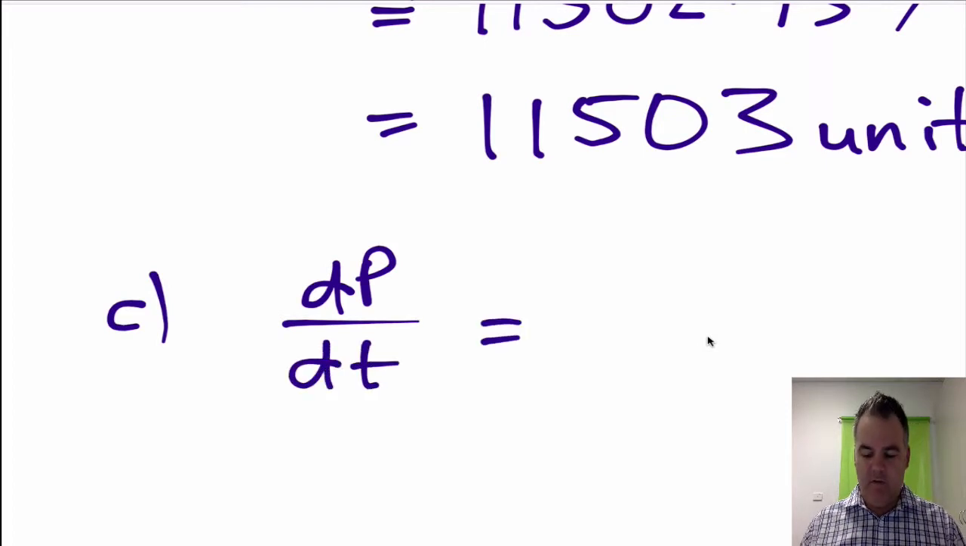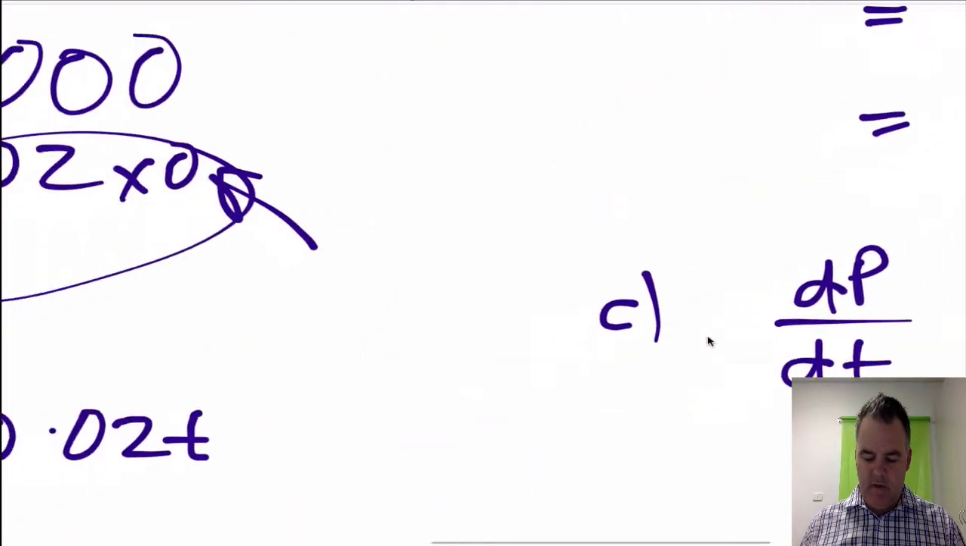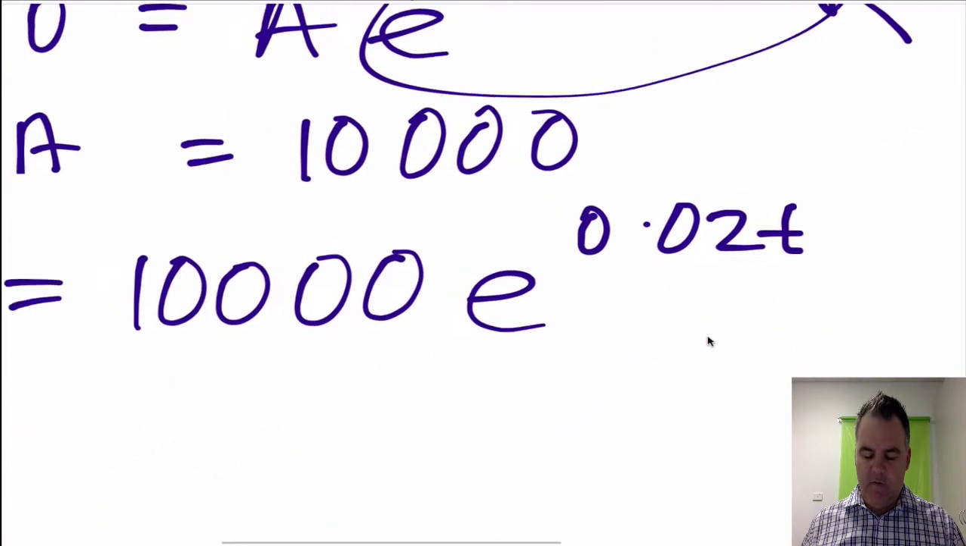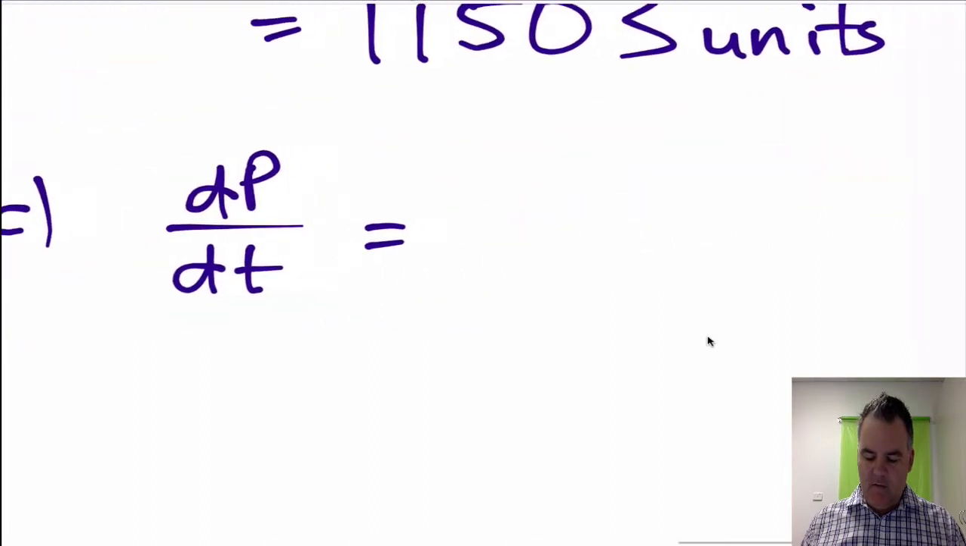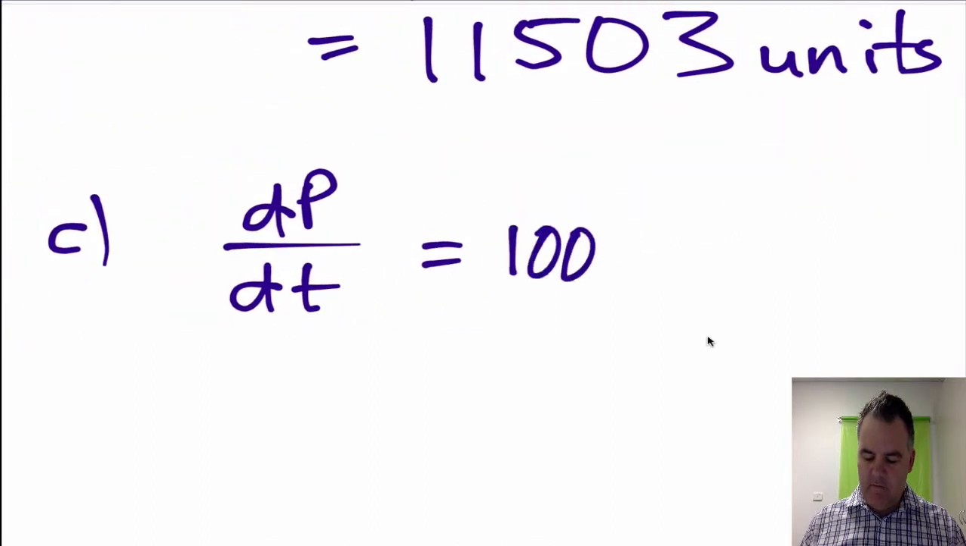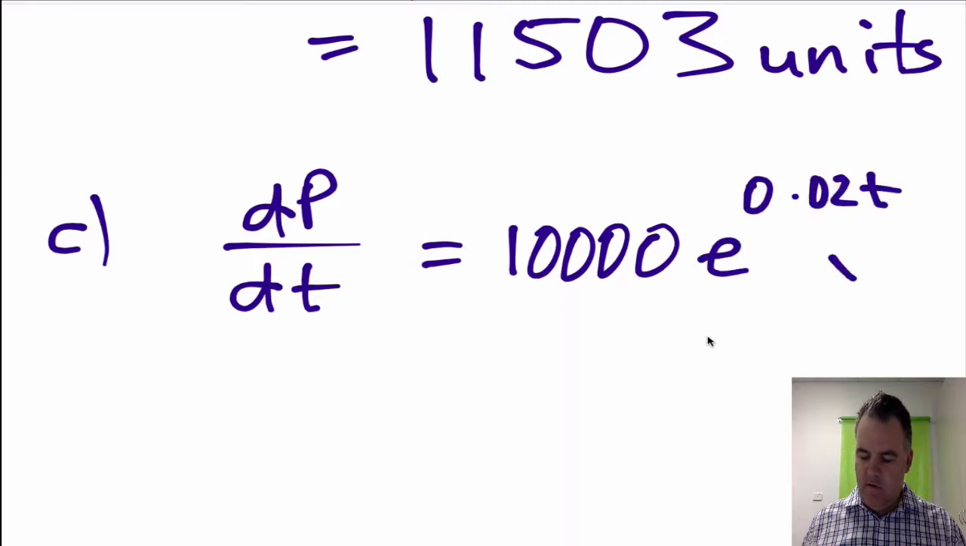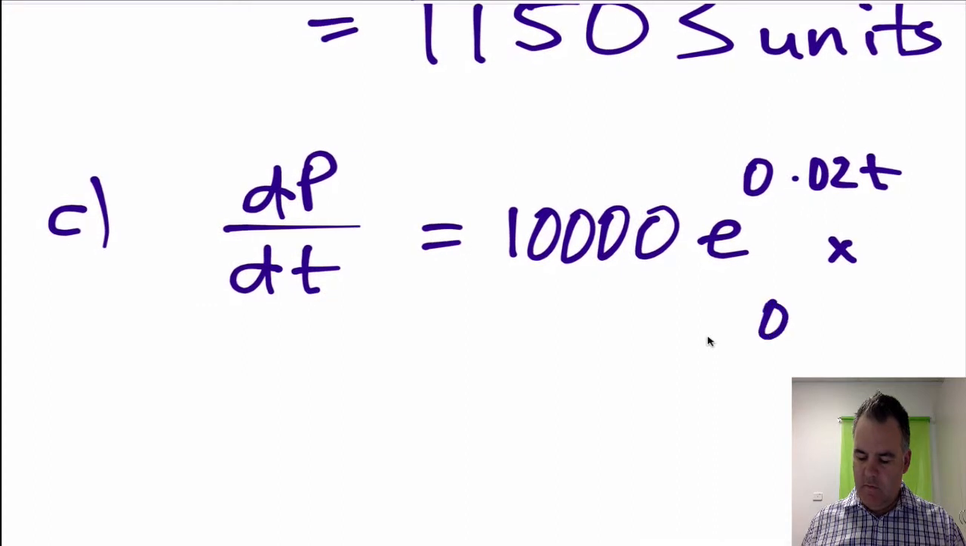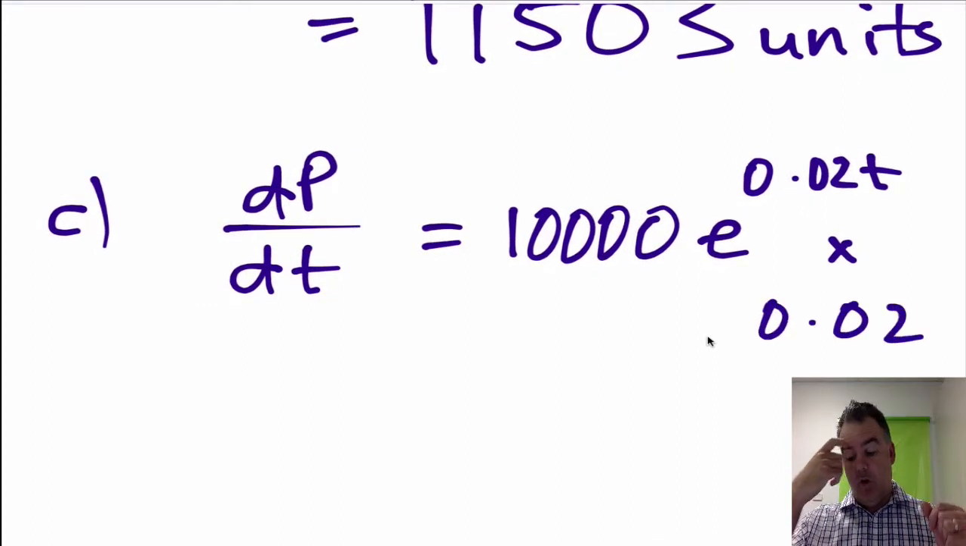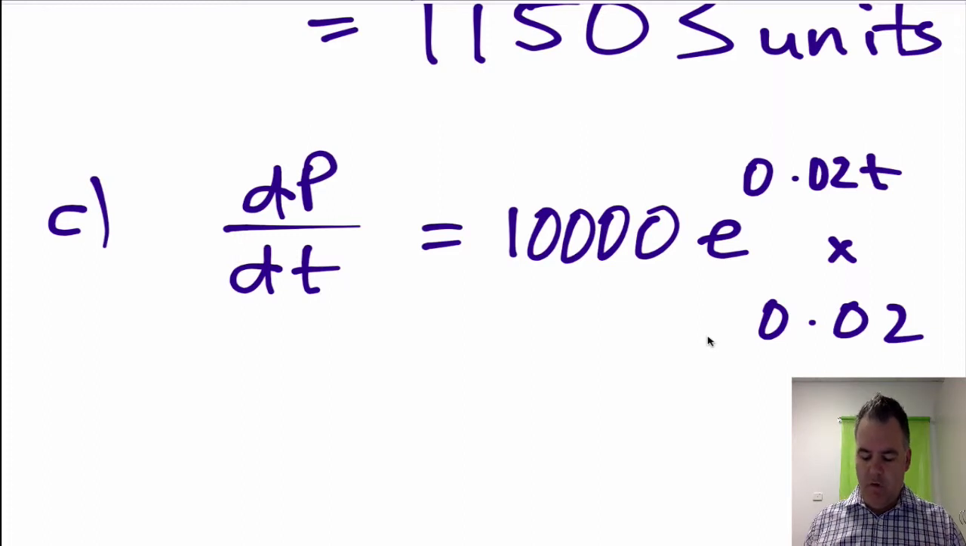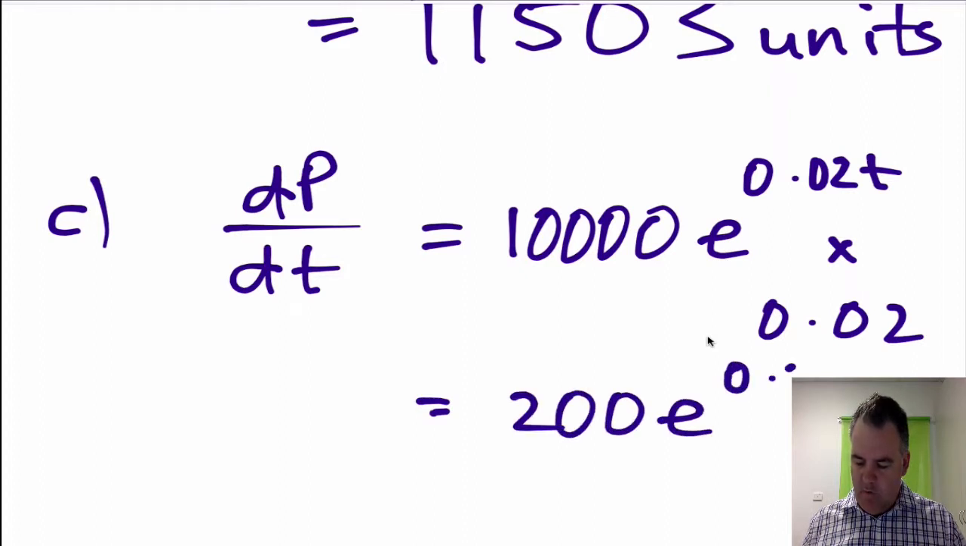Okay, that's the rate of increase. Now we've got our formula. It is right here. So I've just got to differentiate that with respect to t. So that's 10,000 e to the 0.02t times 0.02. The derivative of 0.02t with respect to t is 0.02. So now I need to get my trusty calculator and do 10,000 times 0.02, which I probably could have done in my head, which is 200. So 200 e to the 0.02t.